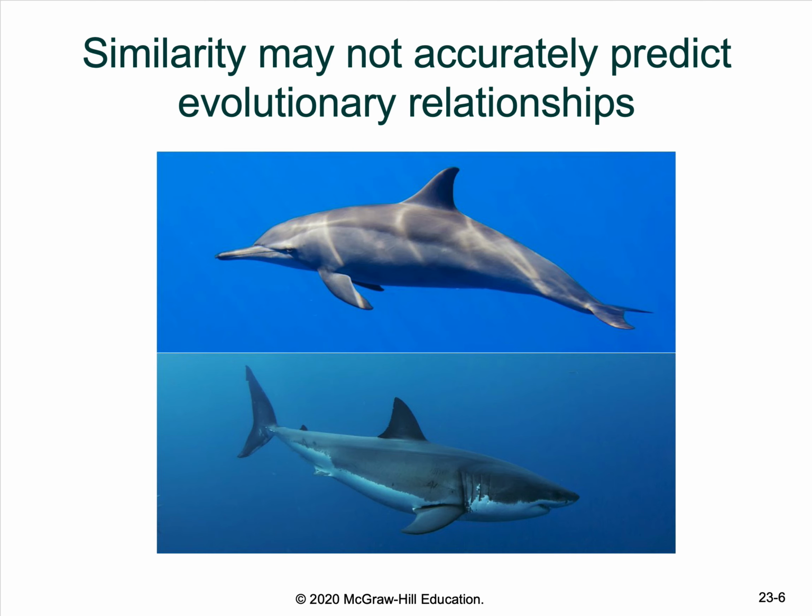I wanted to put this slide in here so that we can see relationships or similarities between organisms. At the top it says similarity may not accurately predict evolutionary relationships, meaning that right off the bat, you look at these two organisms and you would automatically assume that they're really closely related. Let me give you maybe 5 to 10 seconds to look at this diagram and see if you can think of a few differences between these two organisms.